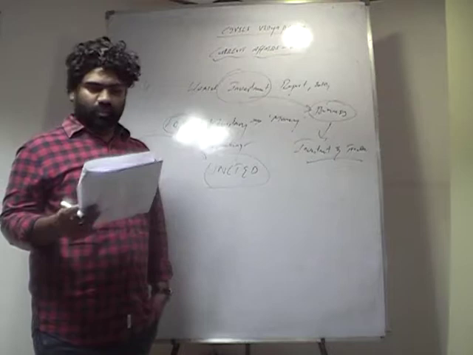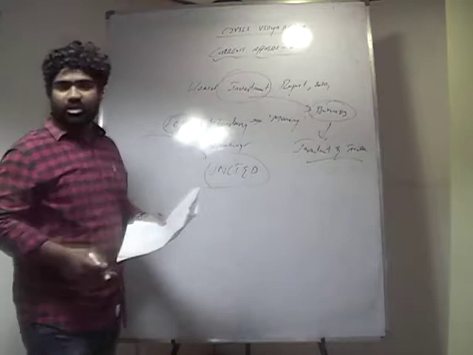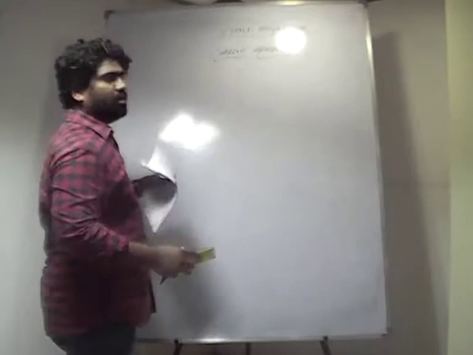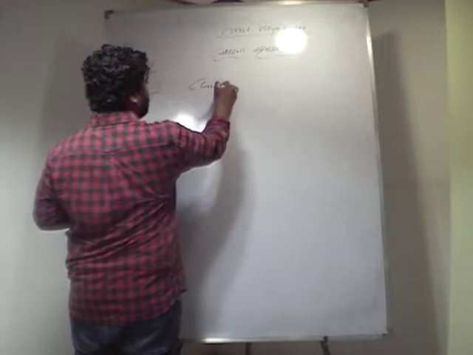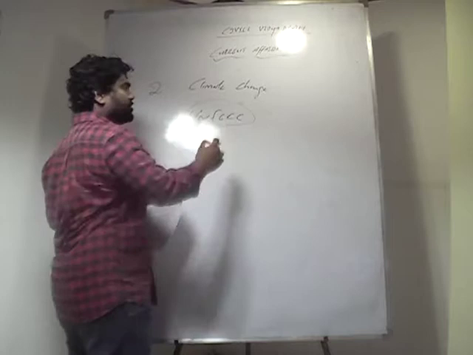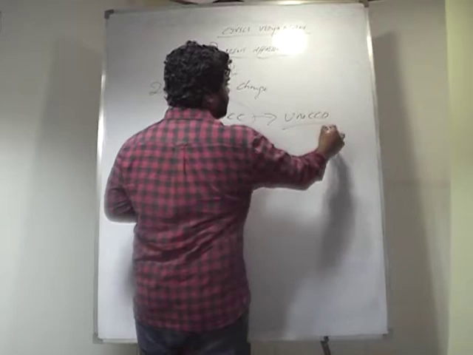Question number two: consider the following statements regarding the United Nations Convention to Combat Desertification. When you look at this, what does the question deal with? Climate change. Question is about climate change. There is a body called UNFCCC, the United Nations Framework Convention on Climate Change. So possibly whatever UNFCCC handles should be a part of UNCCD. UNCCD stands for United Nations Convention to Combat Desertification.